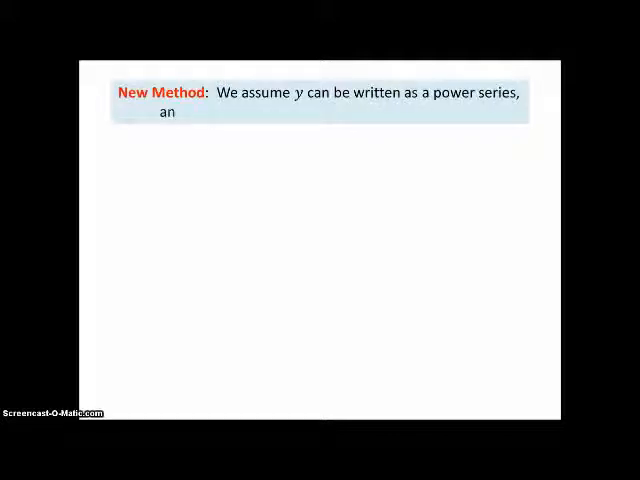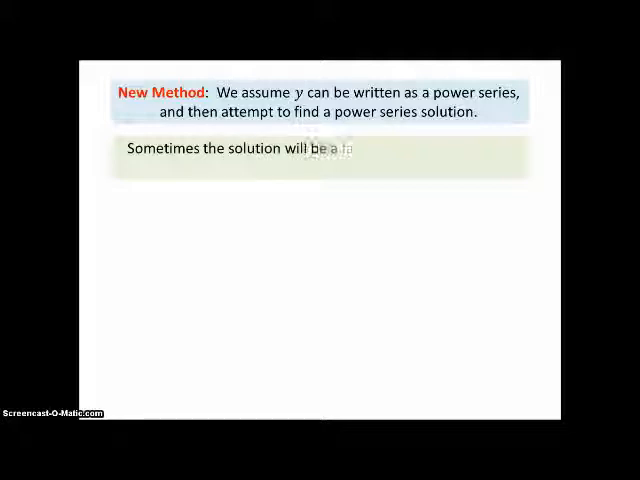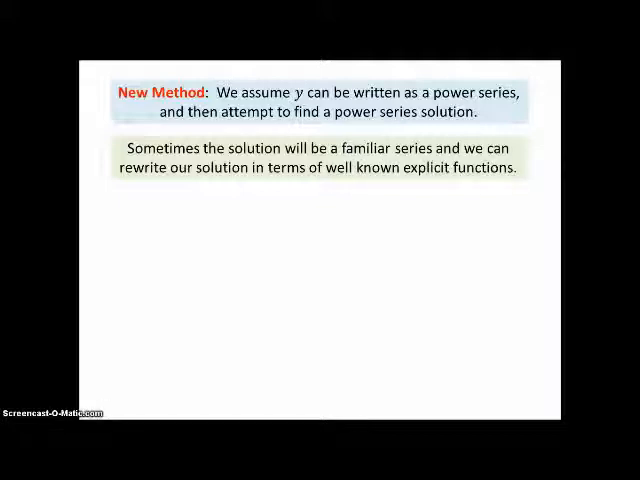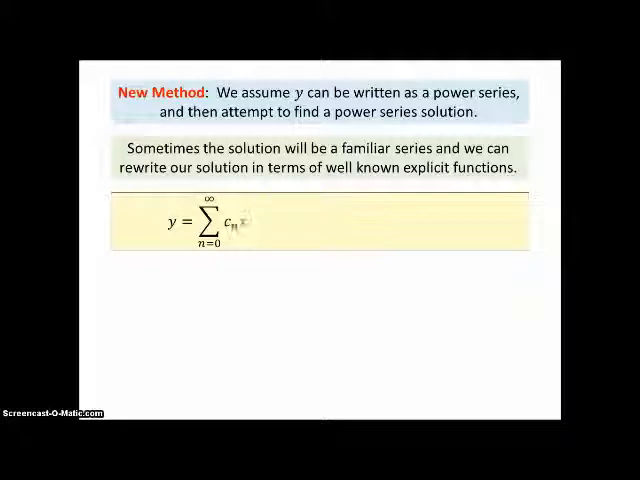New method. We assume y can be written as a power series and then attempt to find a power series solution. Sometimes the solution will be a familiar series and we can rewrite our solution in terms of well-known explicit functions. Sometimes it won't quite work out that way. So here's the deal. We assume that y is a power series and write it this way.